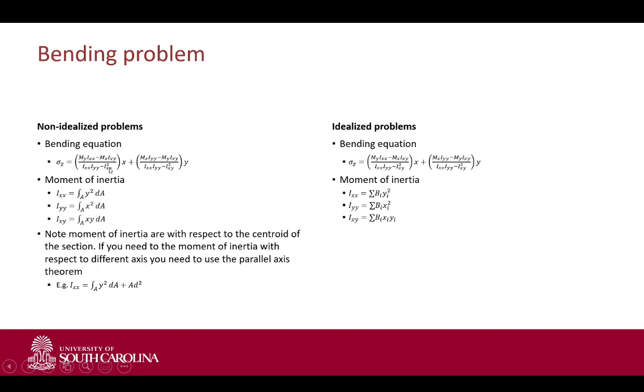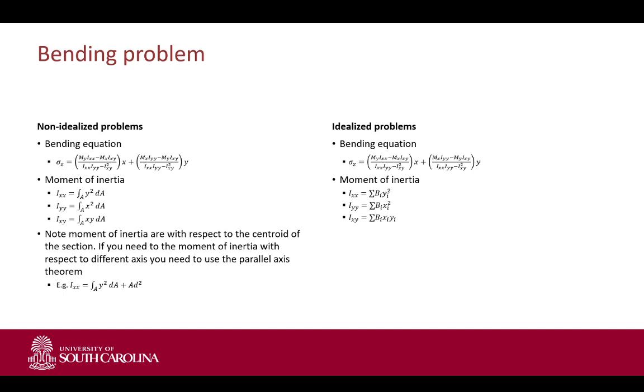The other parameters that the direct stress depends on are the moments of inertia. Now comes the difference between the non-idealized and the idealized structure. If you have a non-idealized structure, we have to go with the standard integral equation: the integral over the area of y squared dA, x squared dA, or xy dA. If the centroid of our segment does not correspond with the centroid of our entire cross section, we also have to include the Ad terms of the Steiner, the parallel axis theorem. That's important to know.